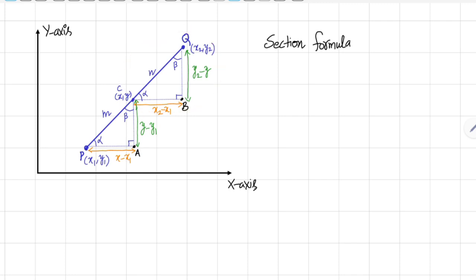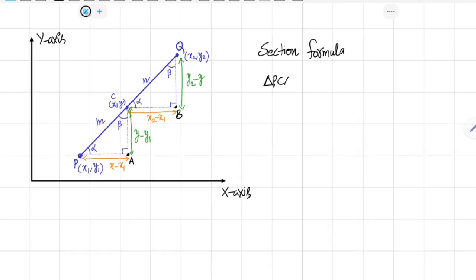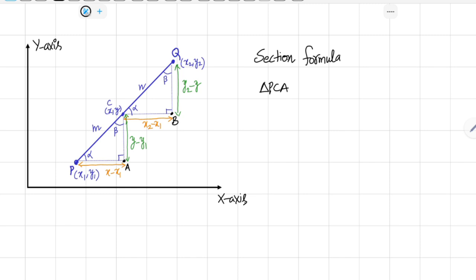And another triangle is CQB. These two triangles are similar triangles. Therefore, what I can write here is triangle PCA is similar to triangle CQB.